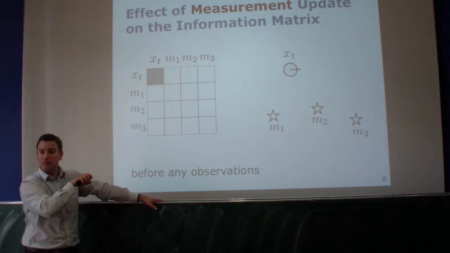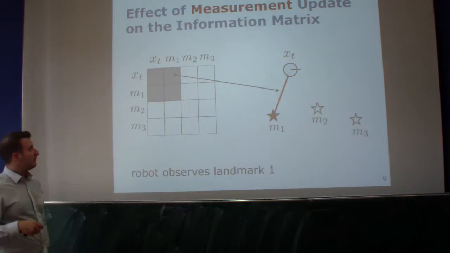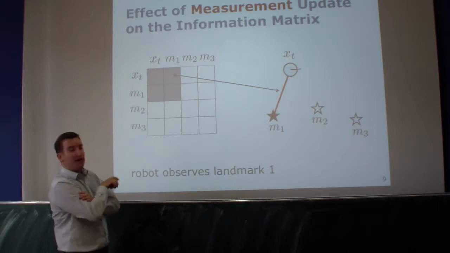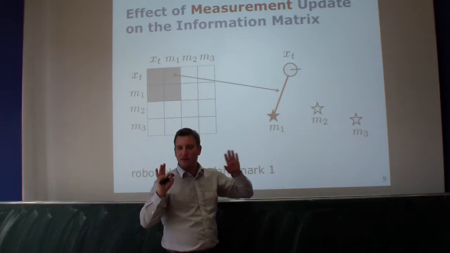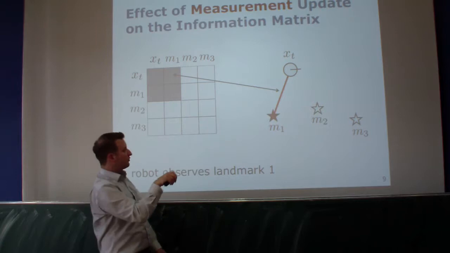Now we obtain the first observation. We observe landmark number one. If we observe landmark number one, we actually know something about this landmark, and it depends on the estimate of x. So we link the current pose and the observation. Look here. This off-diagonal element really corresponds to this link if we treat these blocks as a graph.